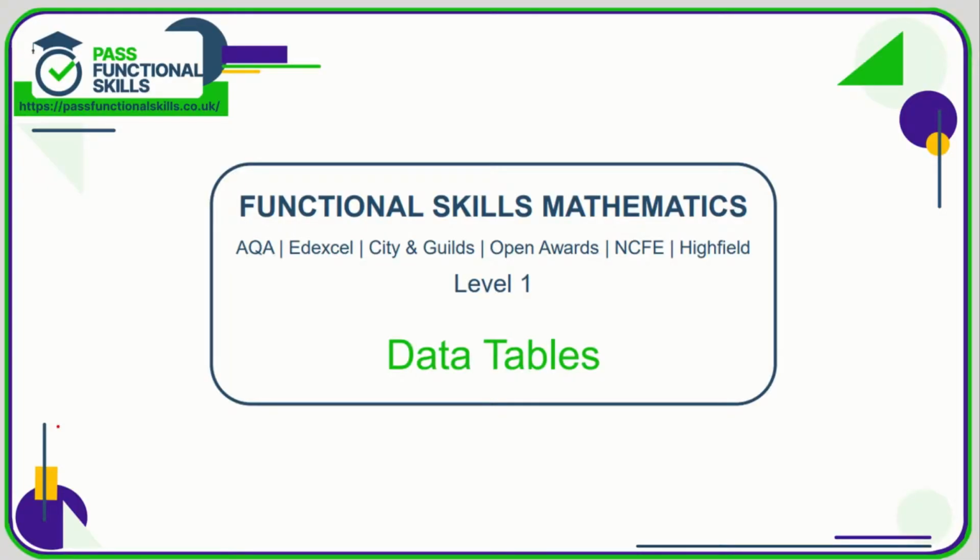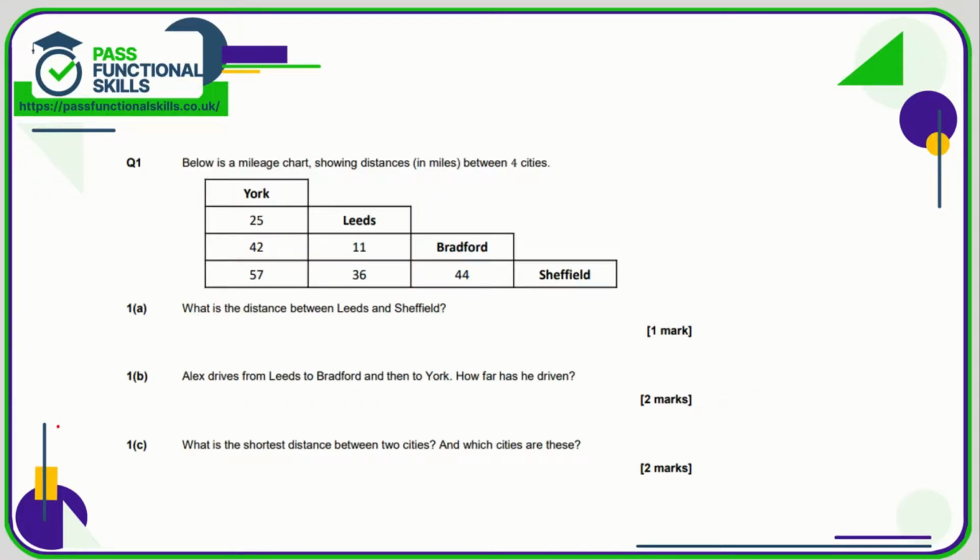Let's take a look at the data tables questions. So question number 1 says, what is the distance between Leeds and Sheffield? So here's Leeds, here is Sheffield. Where do they come together? That is here, so it's a distance of 36 miles.